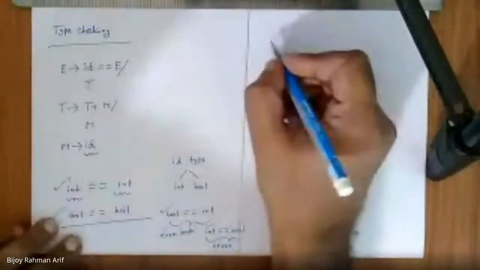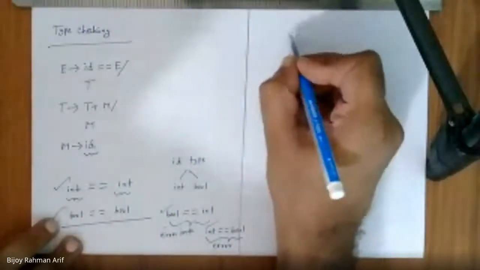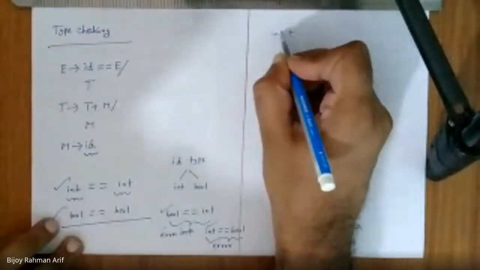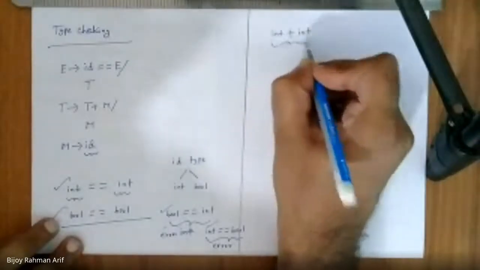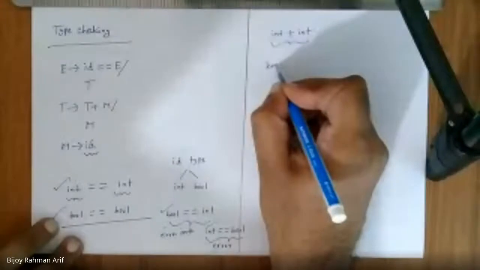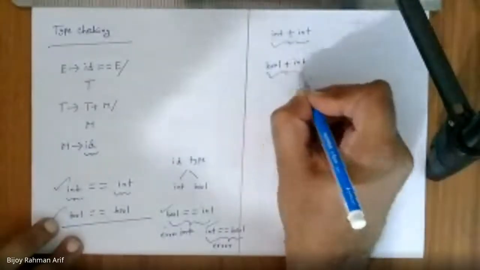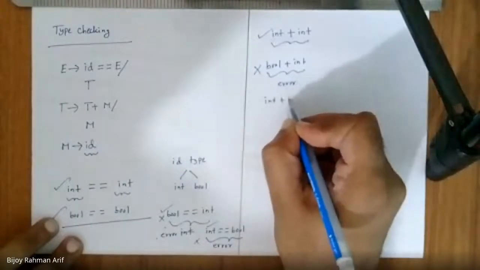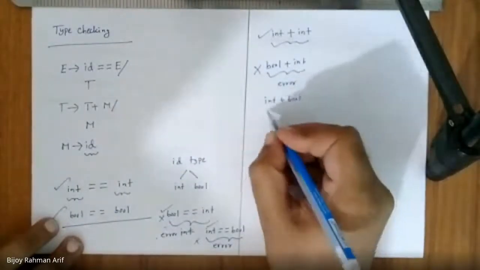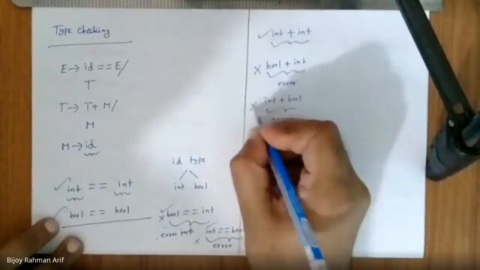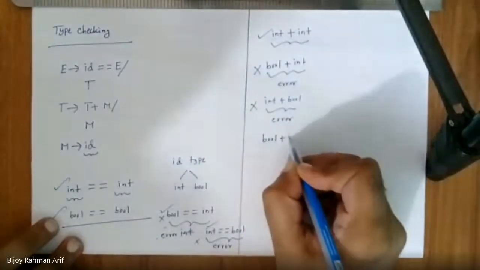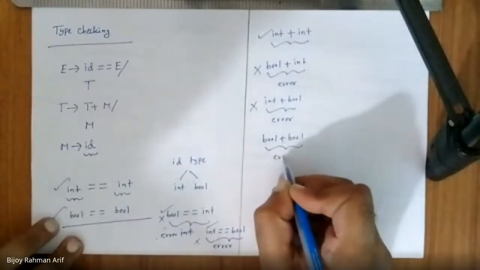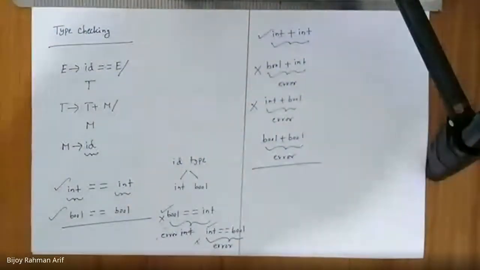How about this? When you can apply plus. The left side should be integer and right side should be also integer. Am I right? Yes, sir. If left side is bool and right side is integer, it is error. How about this? The left side is integer and right side is bool. Again, these are error. And how about this? Bool plus bool. This is also error. Am I right? Do you agree with me or not?